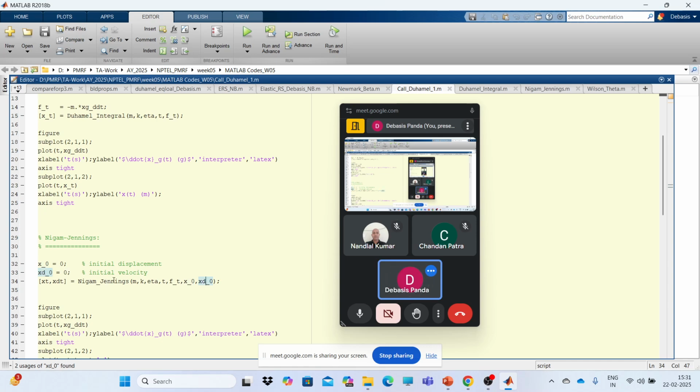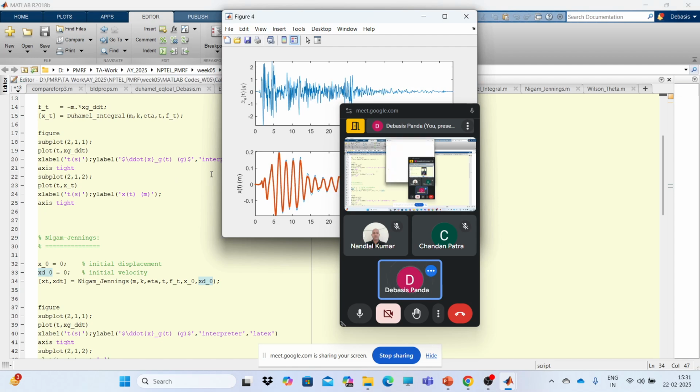Now if I run the code, what will it provide? It will provide the displacement and velocity at different time points, and we have also compared it with the Duhamel integral. One second, the responses are coming.